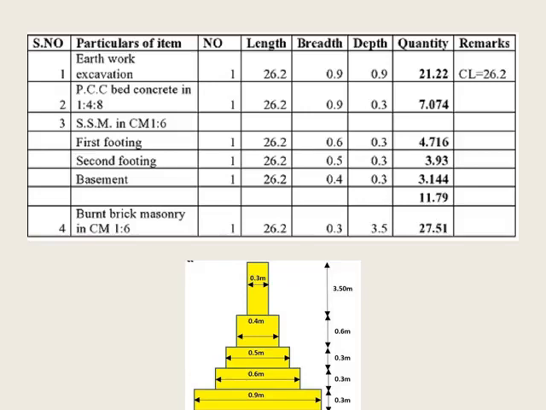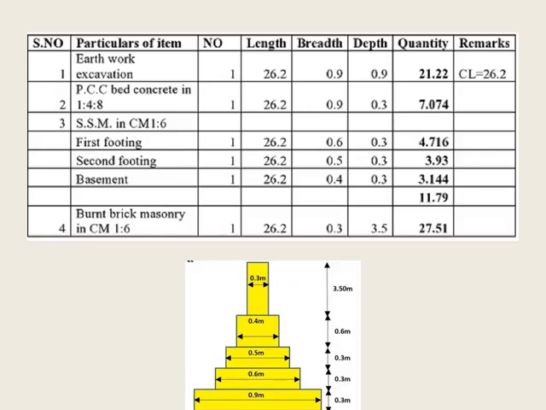Let us try the first item of work. Serial number 1, in the particulars of item, note down earthwork excavation. We have only one type of wall, so the total center line length of wall is 26.2 meter. Write 26.2 in the length column, in the breadth column 0.9, and for the depth, see the section and note down the total depth of earthwork excavation below the ground level, that is 0.9. Now if you multiply 26.2 into 0.9 into 0.9, you will get 21.22 meter cube.